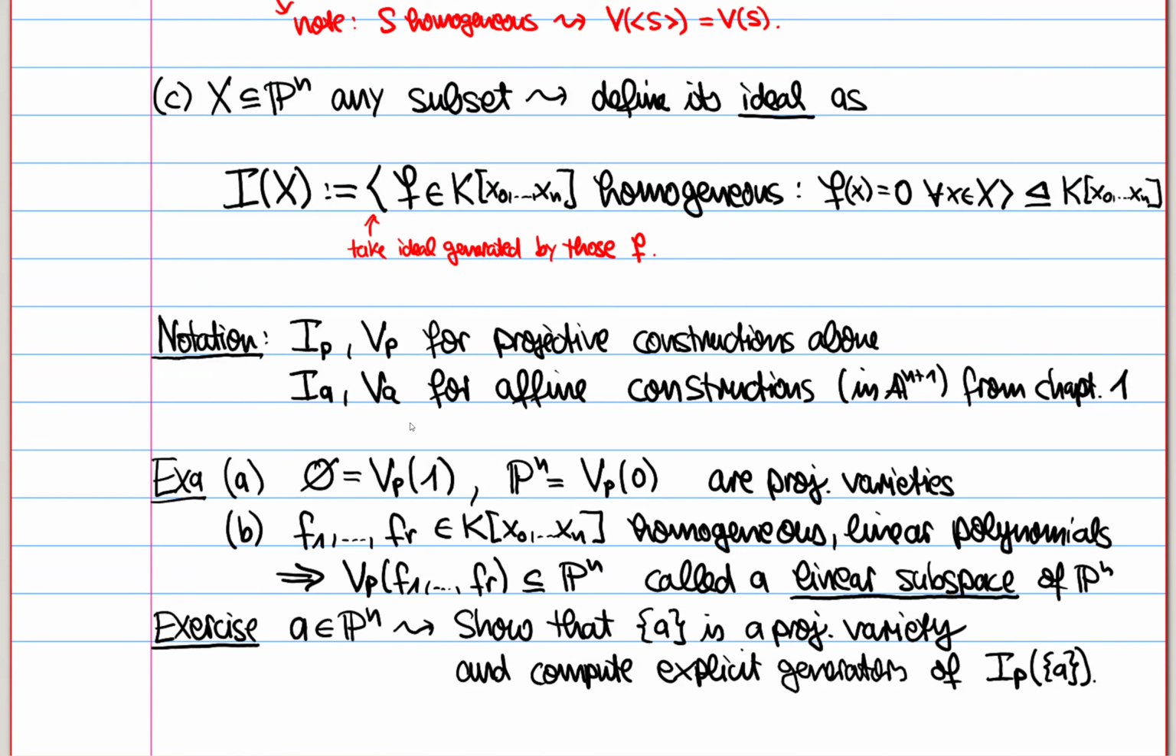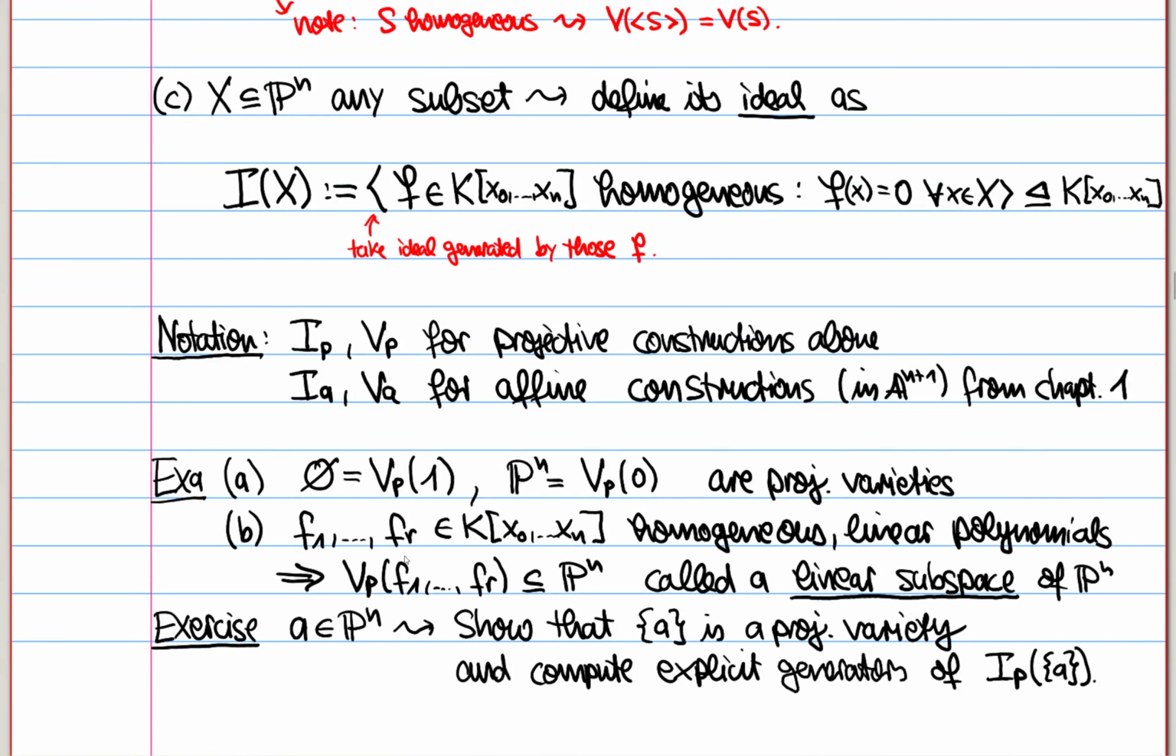And so to see some examples of projective varieties, we have the same property that we also have for affine varieties, namely that the empty set and the entire set are projective varieties. They're the vanishing loci of 1 and 0, respectively.